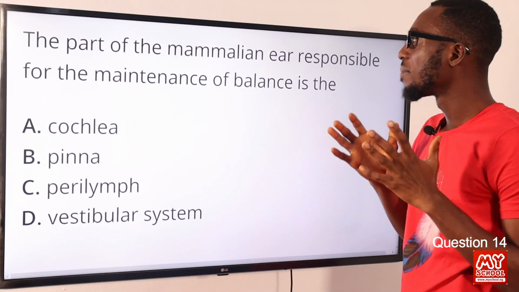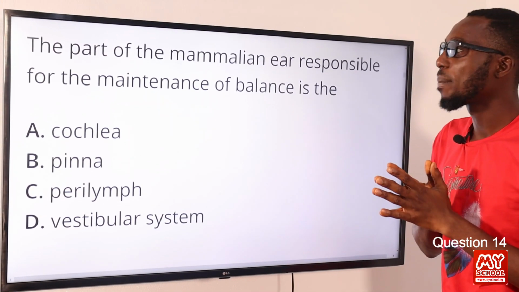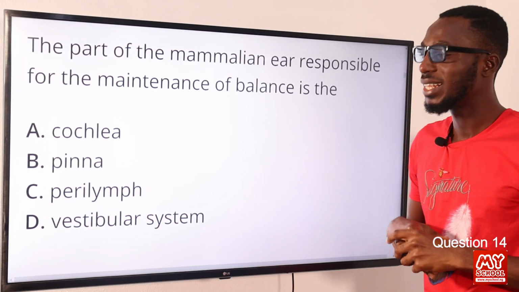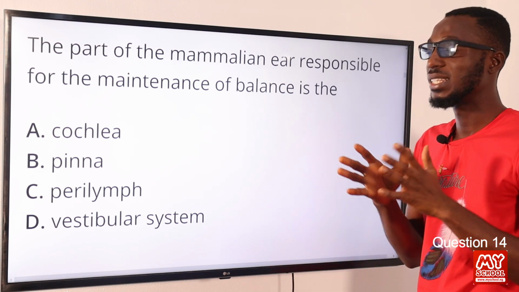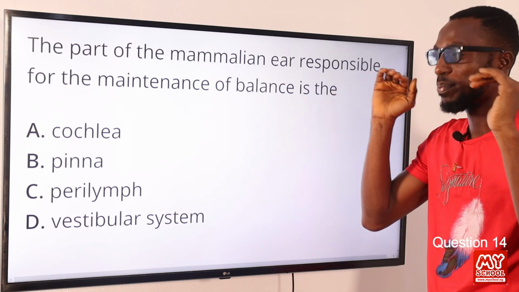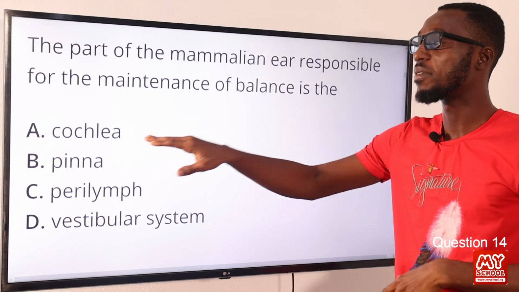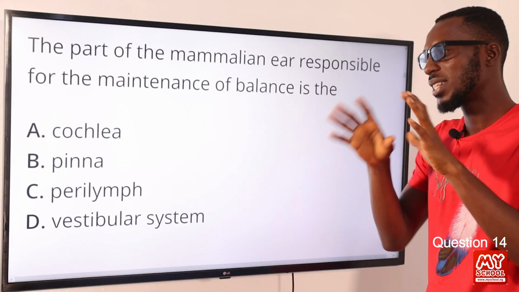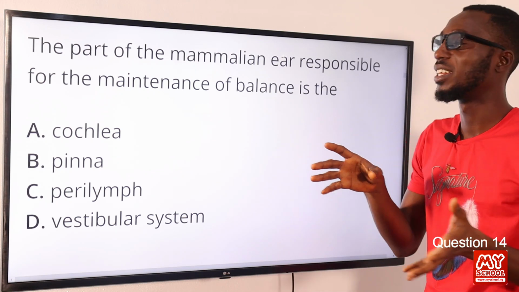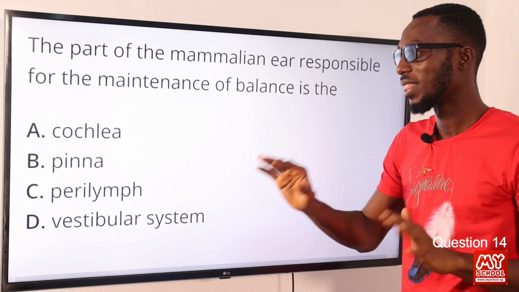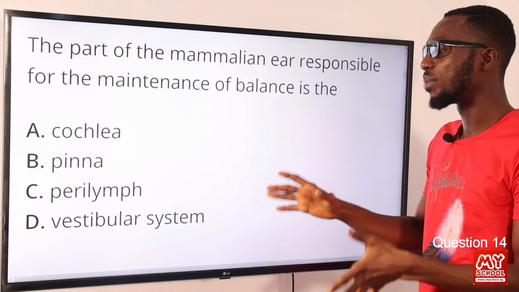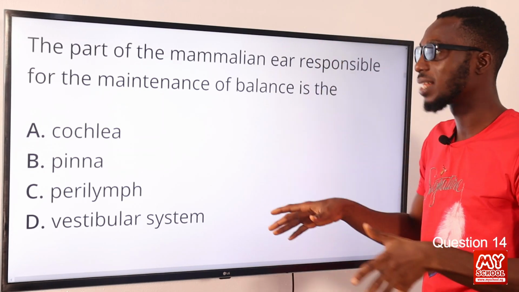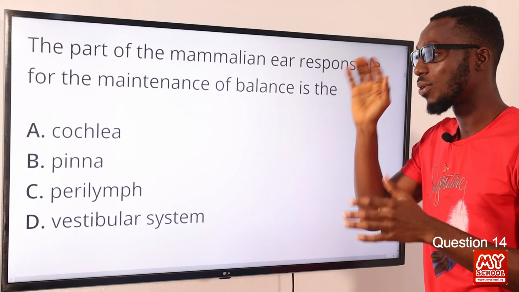14. The part of the mammalian ear responsible for the maintenance of balance, that is the vestibular system. So here we are referring to the semicircular canals that are responsible for balance. The cochlea is as well found in the inner ear. It looks like a snail shell. This is the organ of hearing. The pinna, your outer ear. So the correct option here is the vestibular system. It is concerned and connected with maintaining balance. Option D is the correct option.